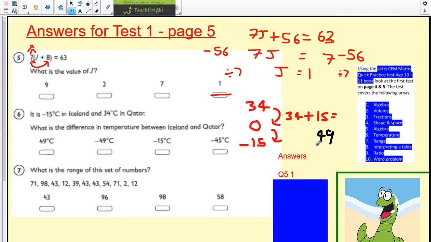And with 49 degrees, it's important to realize that the difference is positive. So it's just 49 degrees. It's not minus 49 degrees, and it's not because you're going from one to the other.